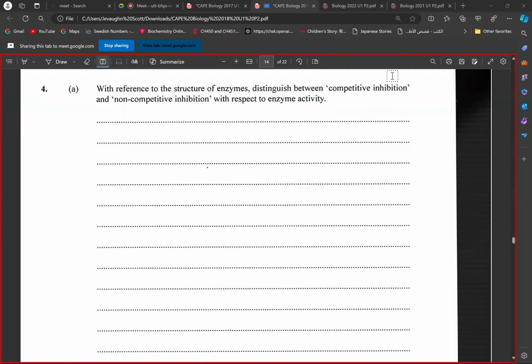So let's look at section B now of the 2018 paper, module 1 question: enzymes. With reference to the structure of enzymes, distinguish between competitive and non-competitive inhibition. Now, what is competitive inhibition? What does that speak to?